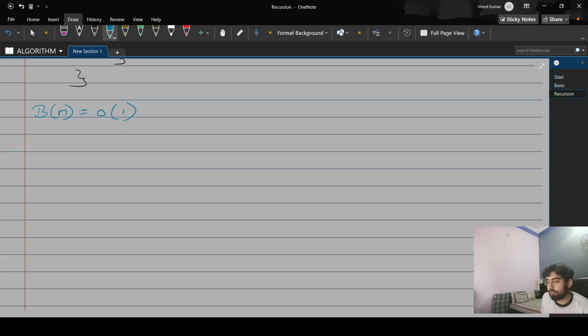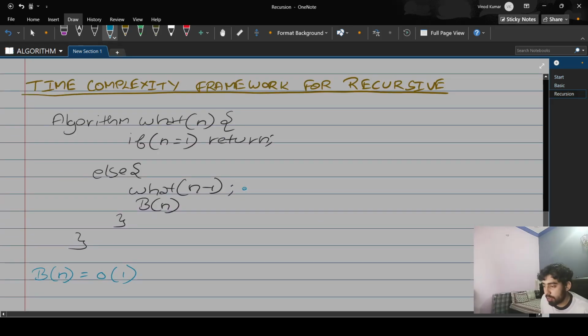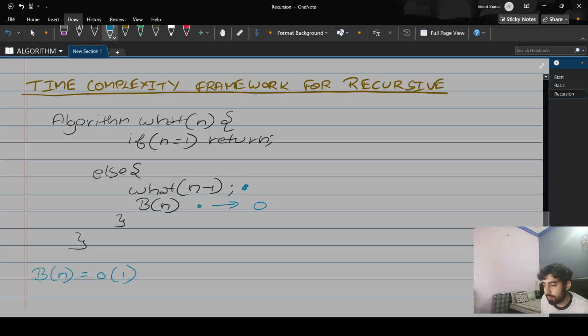Now we have to find the time complexity of this function. So first of all, create an equation. First of all, look at this code. What it's asking. First execution is this. Then we are coming to this. This is big O of 1. So we will write it, but we can eventually neglect it.